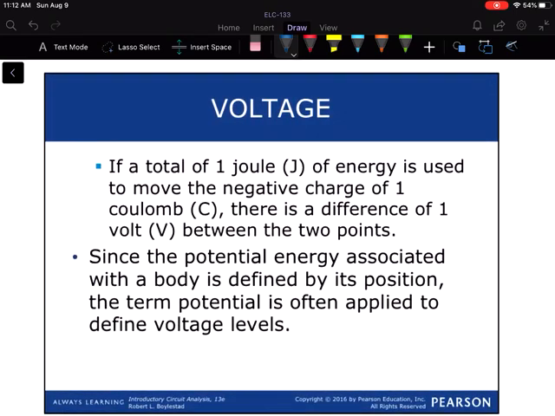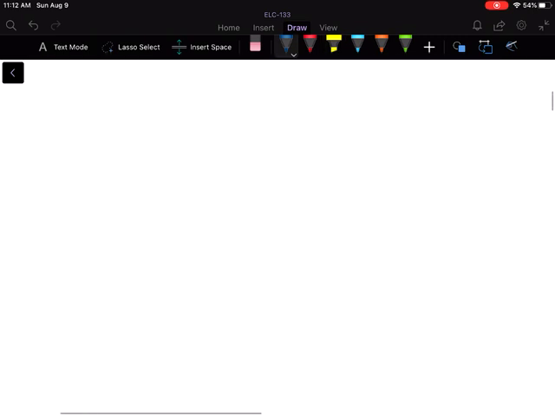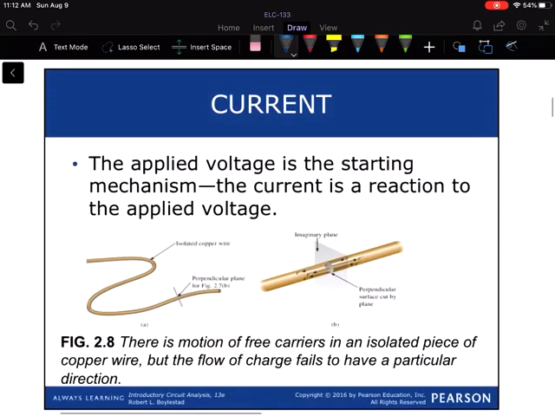Now, potential energy is associated with a body and is defined by its position. So a lot of times we actually use the term potential when we're talking about voltage. And you'll hear me say potential at this point and so on, because those words are used for voltage all the time. Now let's talk about current.